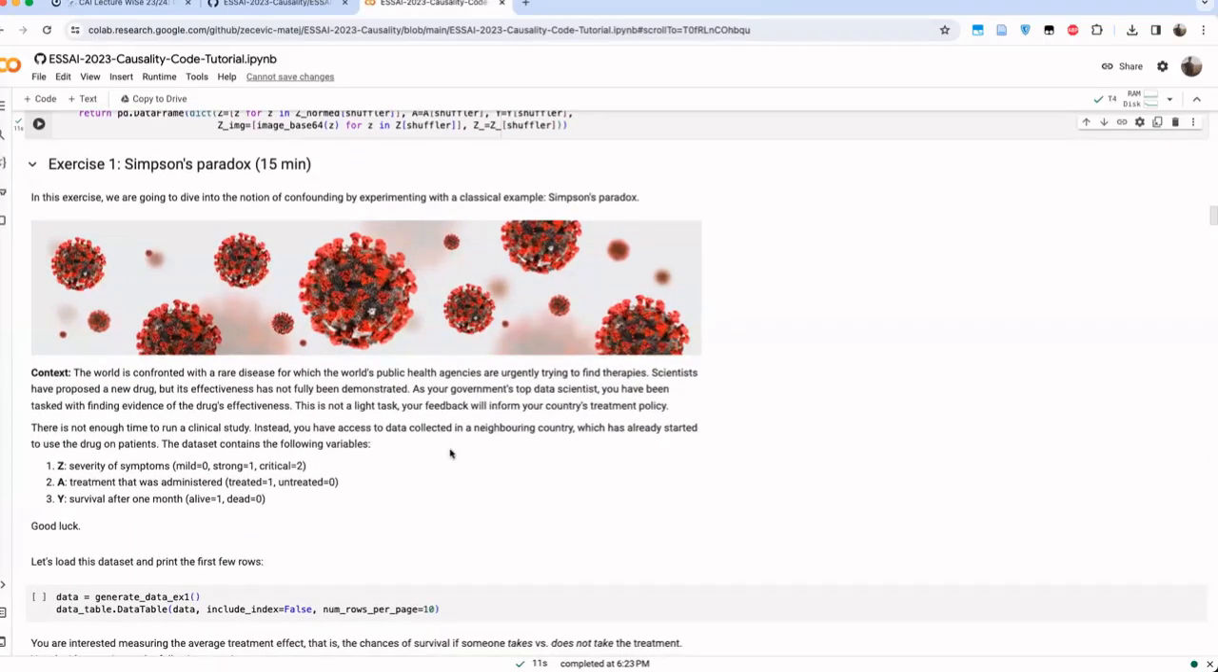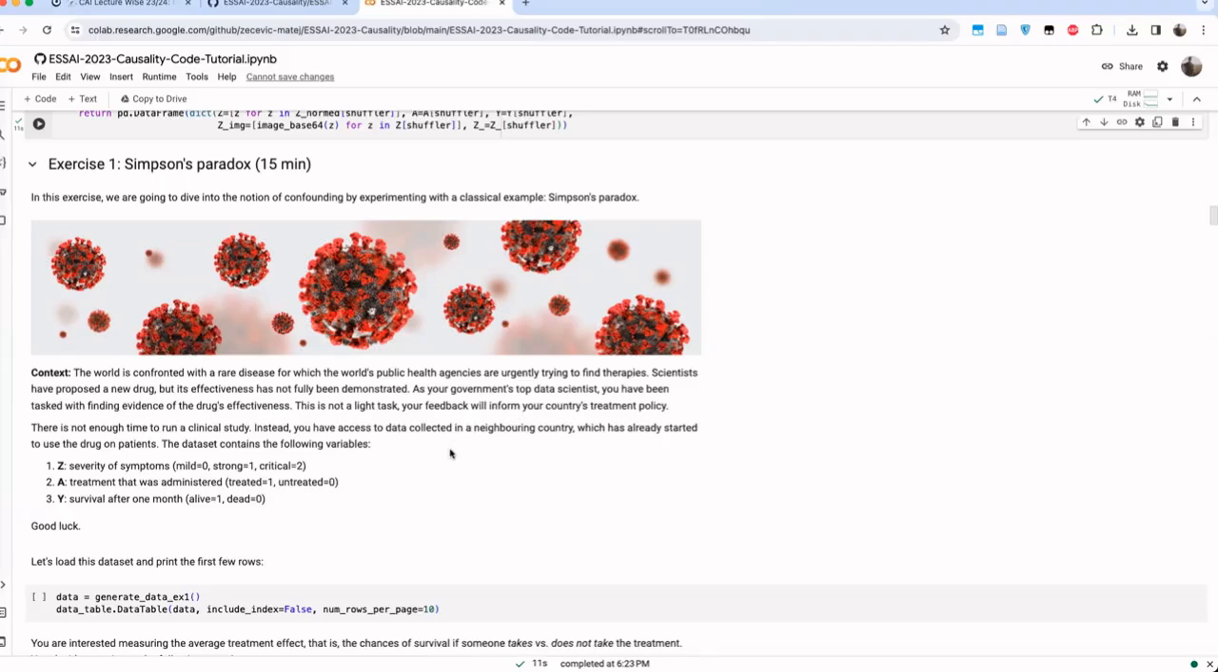So the story was the following. The world is confronted with a rare disease for which the world's public health agencies are urgently trying to find therapies. And scientists have proposed a new drug, but its effectiveness has not been fully demonstrated. So you are the government's top data scientist, and you have been tasked now with finding evidence of the effectiveness of the drug. And obviously, this is not a light task, right?